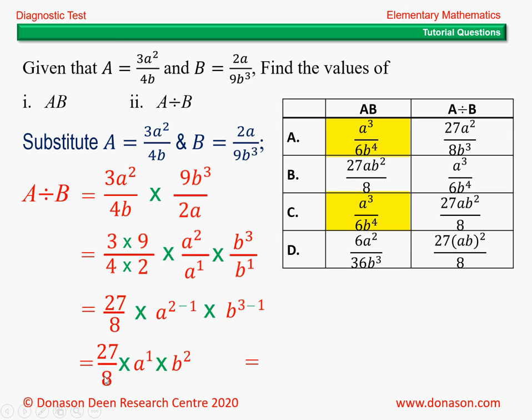So it is simply 27 over 8 times a to the power of 1 times b to the power of 2. And of course in an algebraic expression we need not write the multiplication, so we can just put the symbols together. So we can write 27. a means it's a over 1, right? So you can just bring it down as the numerator. So a to the power of 1 is a and b squared is b squared, and the 8 is in the denominator, we just throw it in the denominator. So the answer becomes 27ab to the power of 2 over 8. So that leaves option C as the correct answer.